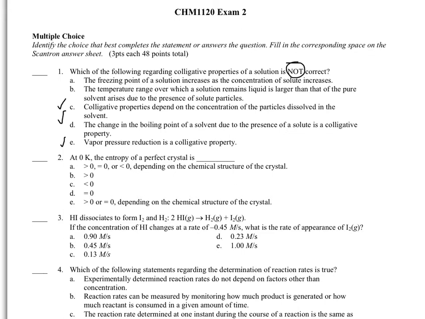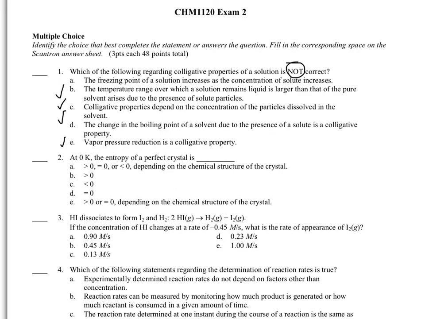It depends on the solute dissolved in the solvent, and sometimes that solute breaks into more than one particle, so really it's all about the number of particles, and we use the van 't Hoff factor to figure that out. B, the temperature range over which a solution remains liquid is larger than that of a pure solvent due to the presence of the solute particles. Yes, B is also true because it expands the region. Both the boiling point goes up and the freezing point goes down, and so the temperature range over which that solution remains liquid is larger.